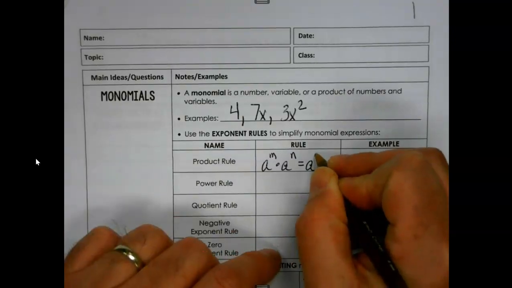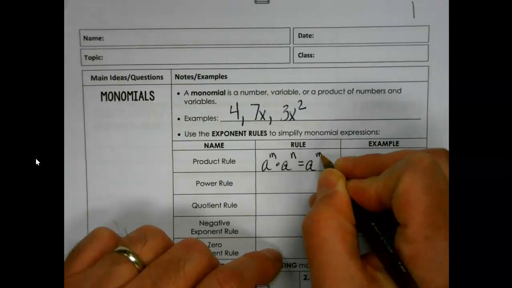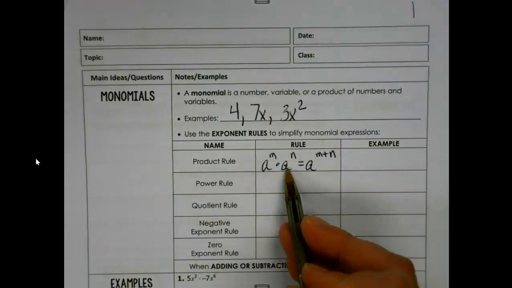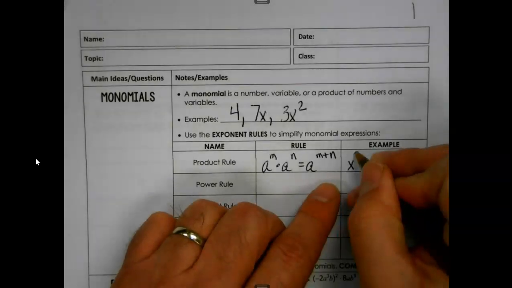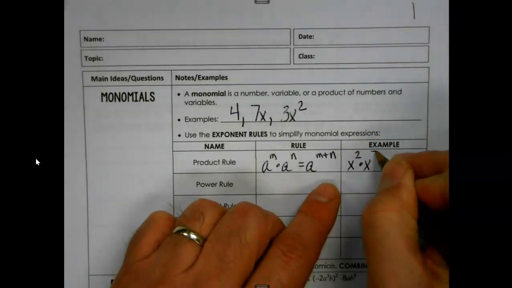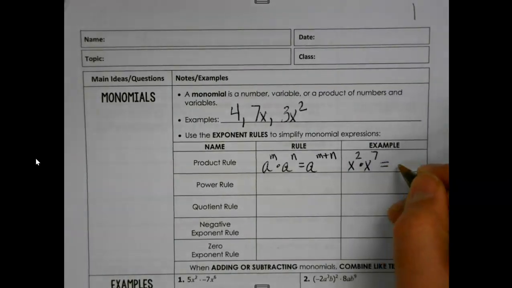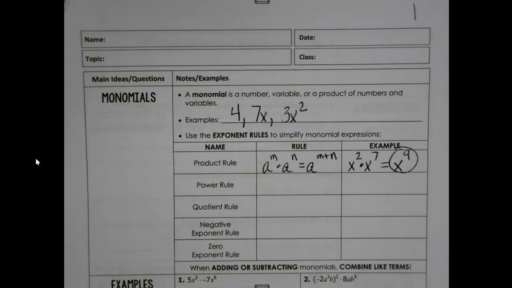Anybody remember what we do with the exponents when we multiply? Add them together. Okay. Now it has to be the same variable or the same number. It has to be the same base. So if I'm doing this, and let's say we're doing it with variables, like if I have x squared times x to the 7th, what would that equal? X to the 9th. Okay, because I just add my exponents up.